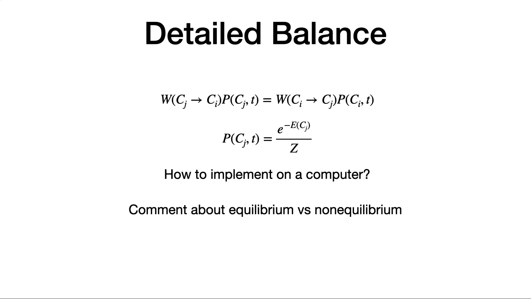Now, for simulating equilibrium systems, people typically use the detailed balance condition. I know P of Cj and I know P of Ci. They are given by the Boltzmann distribution, e to the power minus beta E by Z. There's a beta missing here. Therefore, now I know my final answer. So what should I choose for W from Cj to Ci to satisfy this? That is the question to implement on my computer.